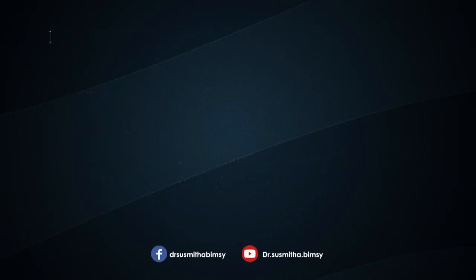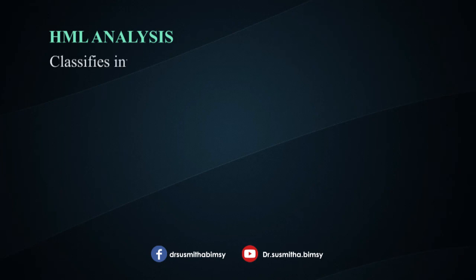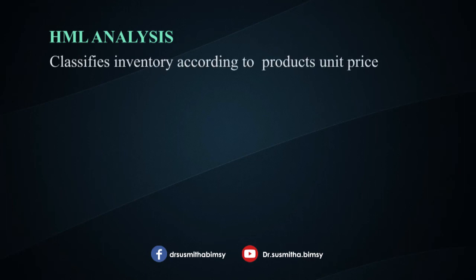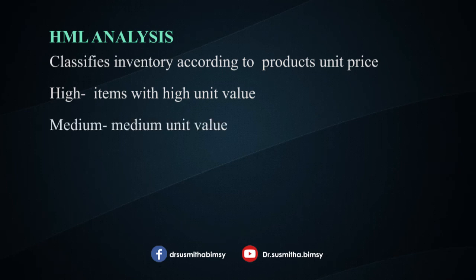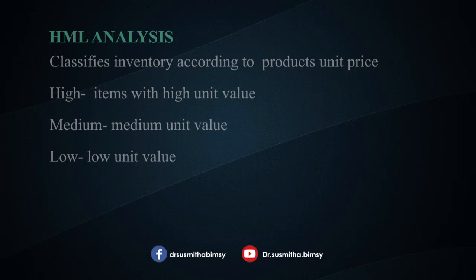Okay. Next is HML analysis, that is high, medium and low. It is very similar to ABC analysis. Here items are classified into three groups labeled as high, medium, low. It is another method that classifies inventory according to the product's unit price. Here H indicates high cost items with a high unit value. M means items with a medium unit value. Okay, it is similar to ABC. The difference is that instead of using value, here we are using price criterion.